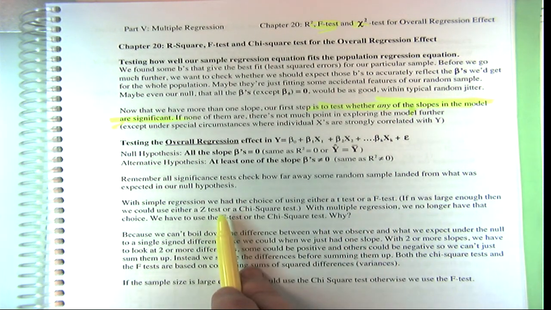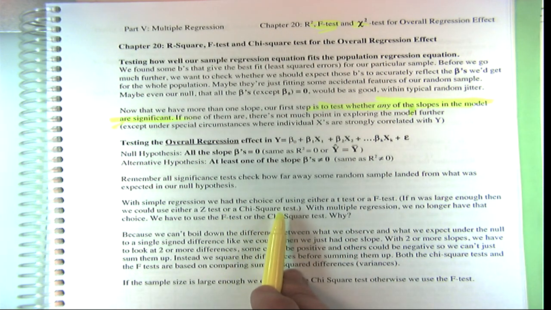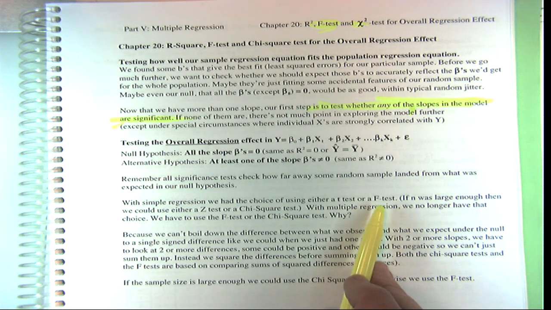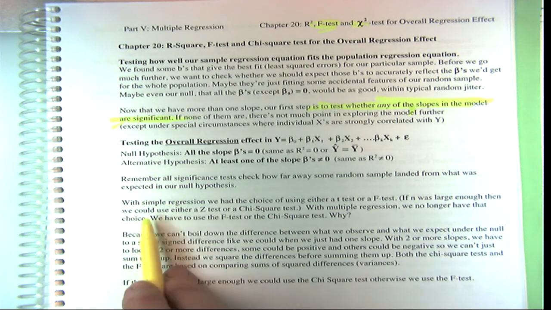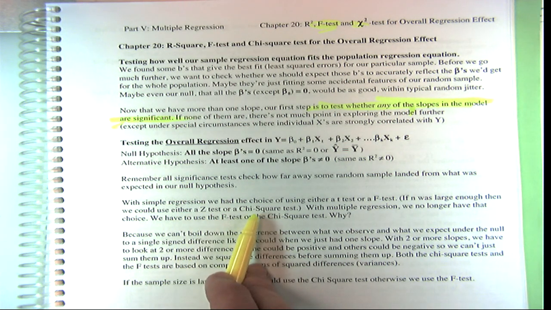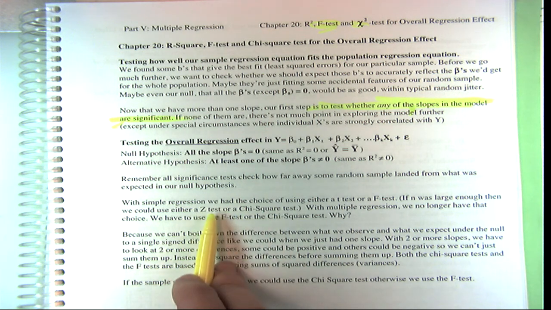So with simple regression, we had the choice of either a t-test or an f-test. We could do an f-test, and we did. It just gave us, it was like a two-sided t. And if n was large enough, then we could either use a z-test or a chi-square test. And the chi-square test gave the two-sided z.